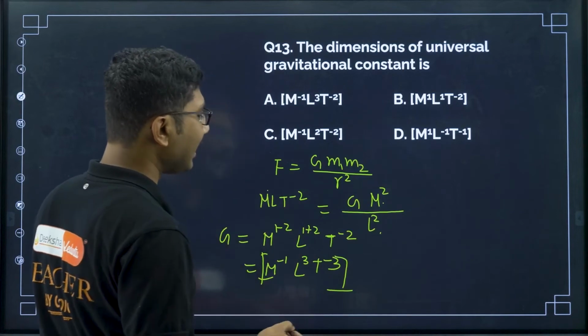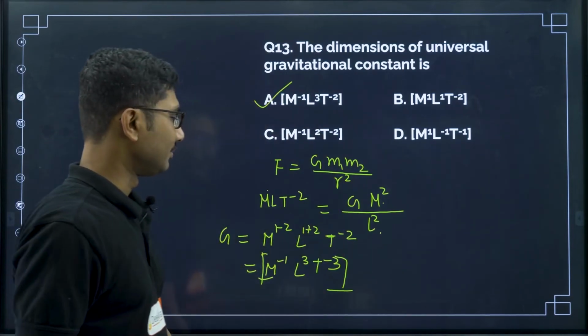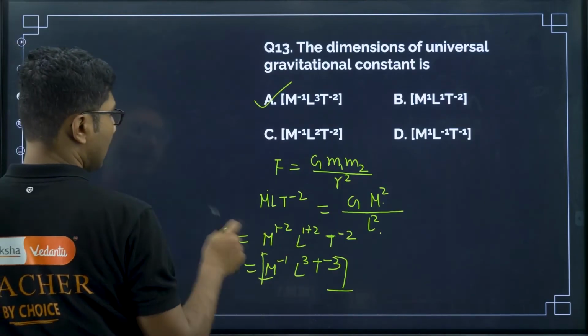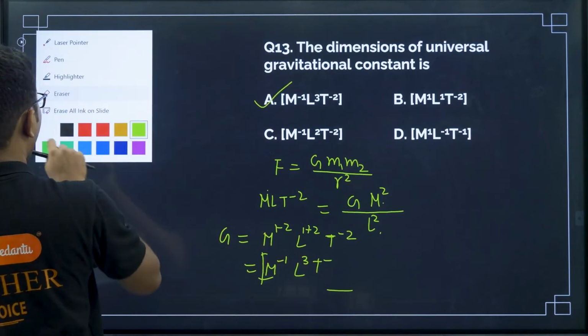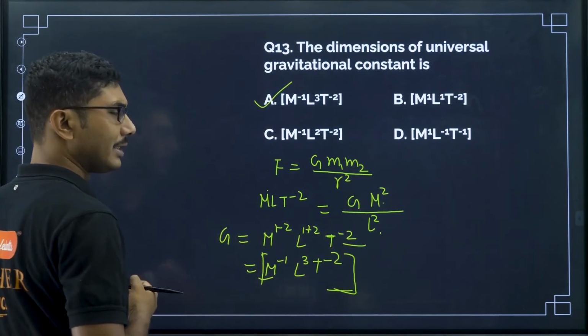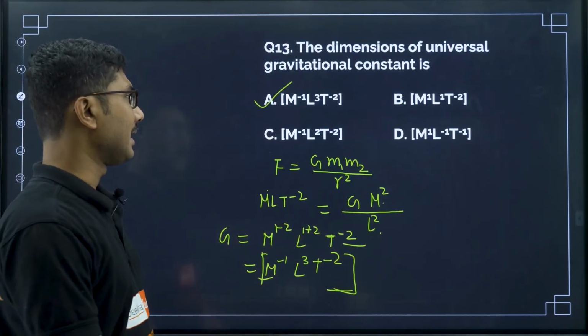So, it will become M to the power minus 1 L cube T to the power minus 2. If you remember this well, good; if you do not remember, you can calculate and write the answer. Sorry, I made a mistake here. It will be T to the power minus 2. There is nothing happening to the T, right. T to the power minus 2 was here, T to the power minus 2 will be here as well.